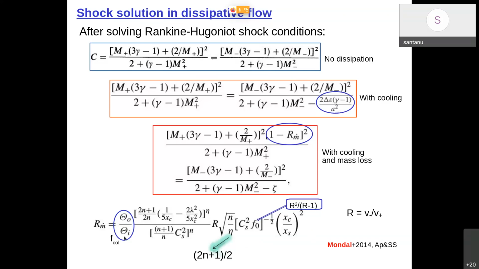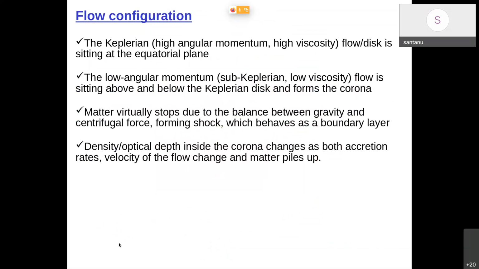And here you can see theta 0 by theta I is basically the solid angle subtended by the outflow by inflow, and we consider this as a parameter, F collimation, in our later study.